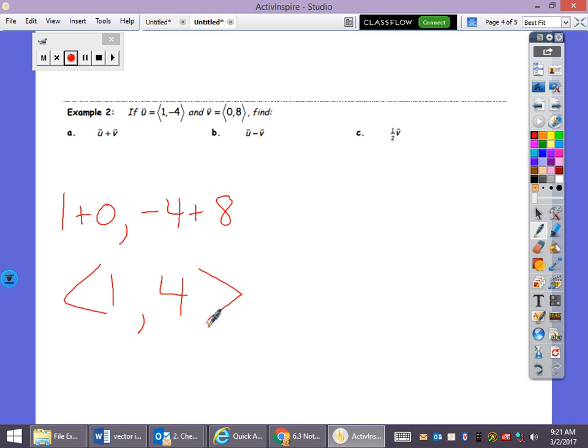Remember, with subtraction, the order does matter. They want vector u minus vector v. So go ahead and do that now.